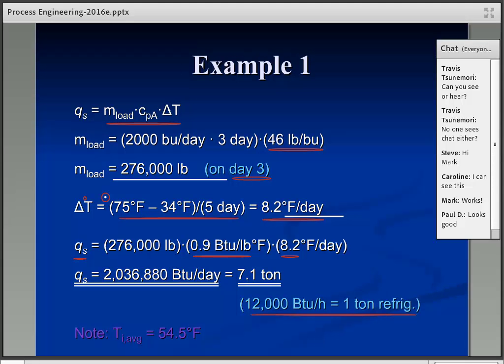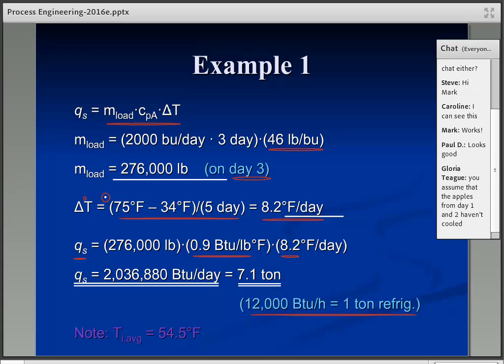There's one thing there. I don't know if I've seen a chat message yet, but does anybody see I made a little simplification without mentioning it? This is a slight error in calculating. It was on that delta T, the rate of temperature change that came out. Anybody notice a little quick hand waving there? When I calculated that rate, the initial temperature of the apples was 75 degrees, and they're cooled 34 degrees in 5 days.